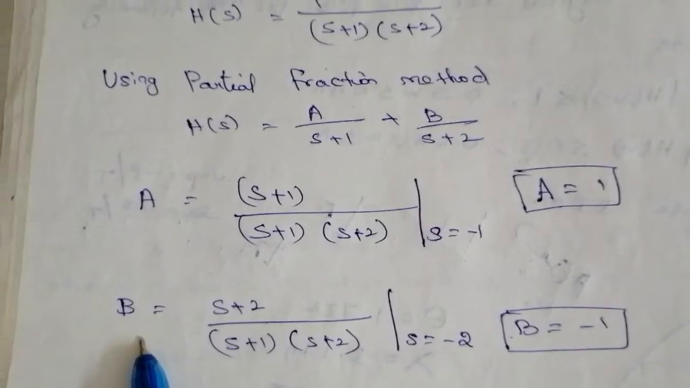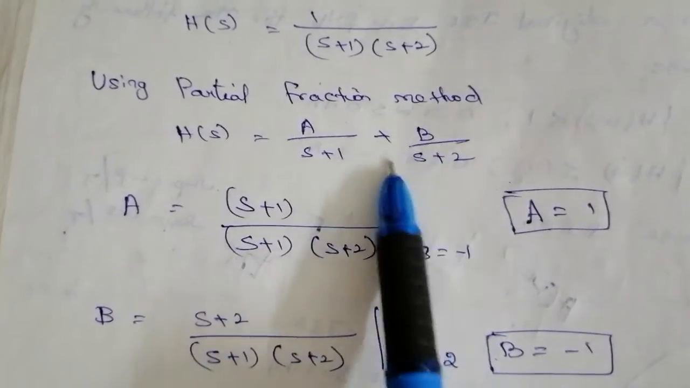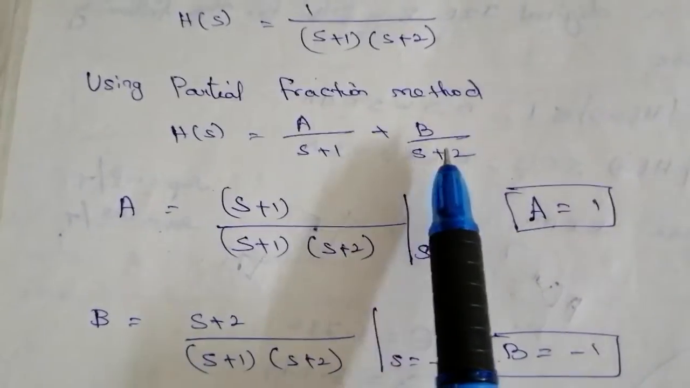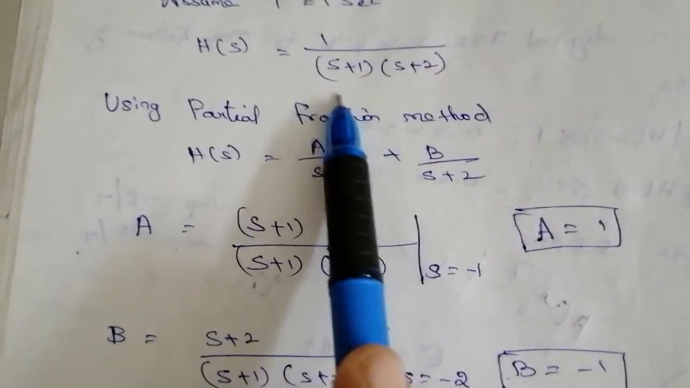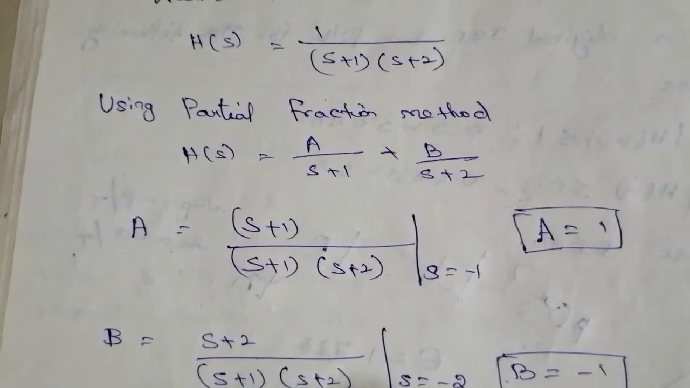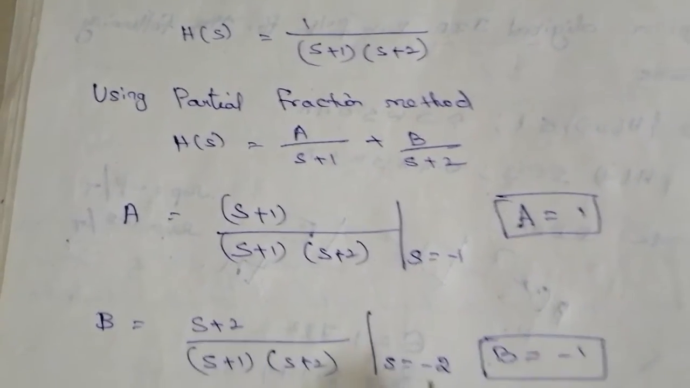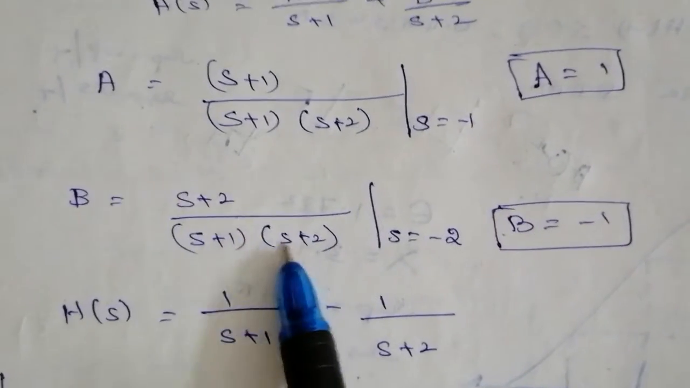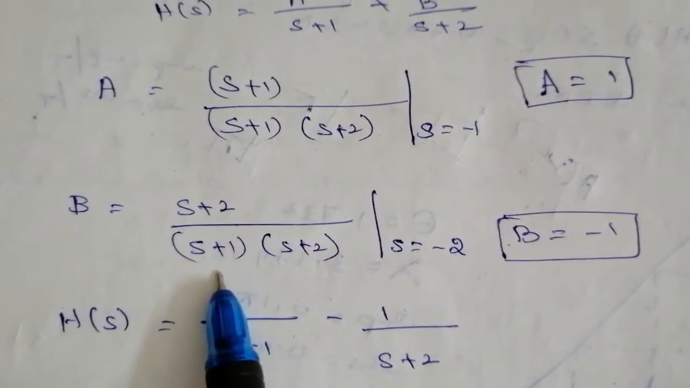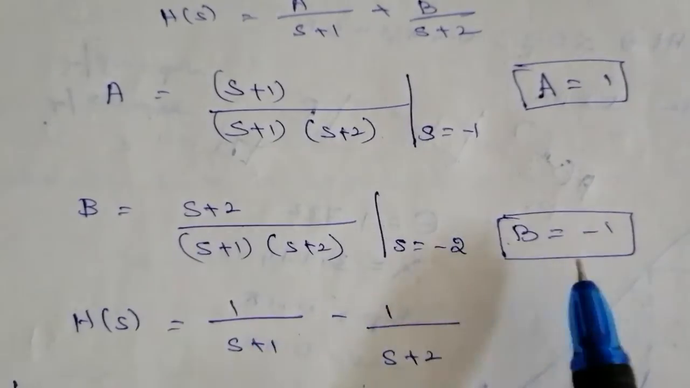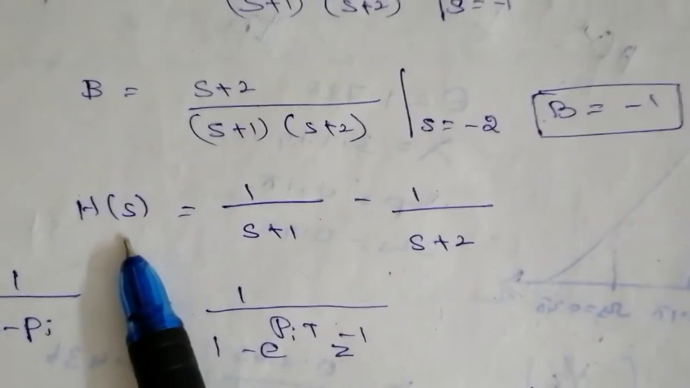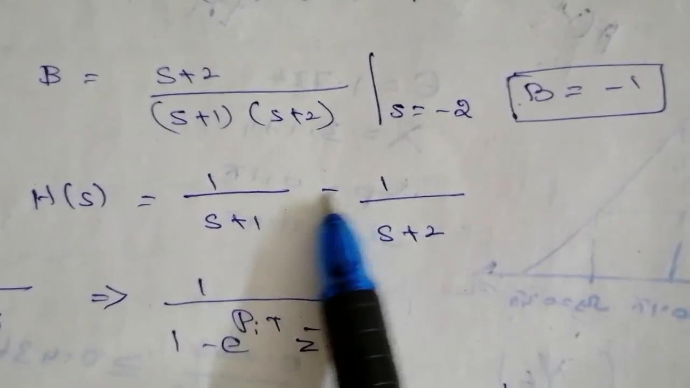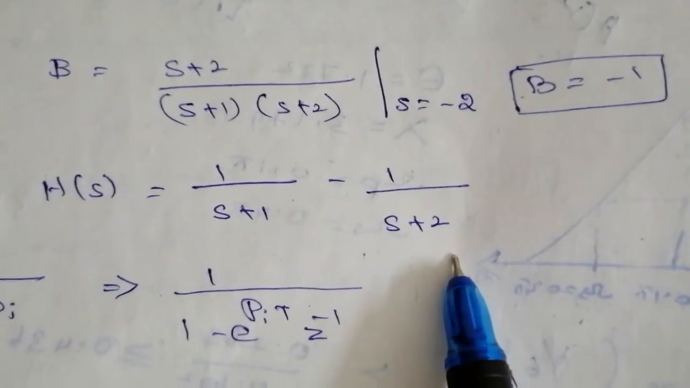Next to find the B value, for that in this term the denominator factor is s plus 2, so we have to take (s plus 2) multiplied with this whole term. Now substitute s equal to minus 2, because s plus 2 equals zero, so we are going to substitute s equal to minus 2. So this two terms cancel, so here minus 2 plus 1 means minus 1. So 1 divided by minus 1 becomes minus 1. So H(s) is equal to A value, plus 1 divided by (s plus 1), B value is minus 1, so minus 1 divided by (s plus 2).